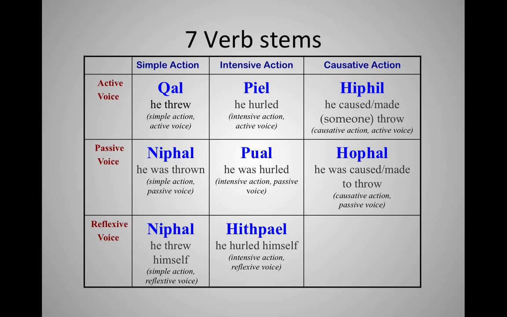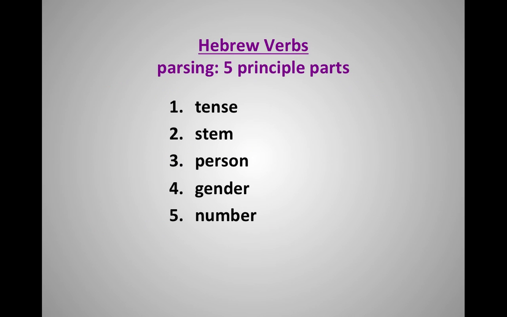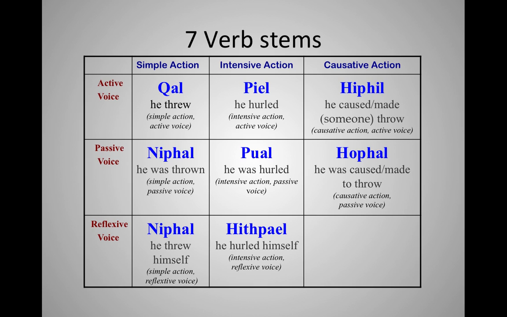I may also ask you questions like what stem reflects intensive action and active voice, and your answer would be PL stem does that. All right, so this is essentially what we are learning from the 7 verb stems. All right, so to go back to our home base, parsing. Hebrew verbs convey 5 principal parts: tense, stem, person, gender, and number. We now know that stem, there are 7 stems, and that each stem conveys essentially 2 things: it's the type of voice and the type of action of a verb.